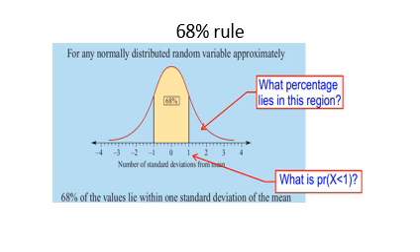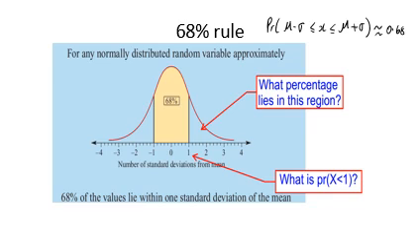Let's rub that out. So the 68% rule is like this. Probability that the mean minus 1 standard deviation less than or equal to x less than or equal to the mean plus 1 standard deviation is approximately equal to 0.68. So that we're 68% sure that the values will lie within 1 standard deviation of the mean.